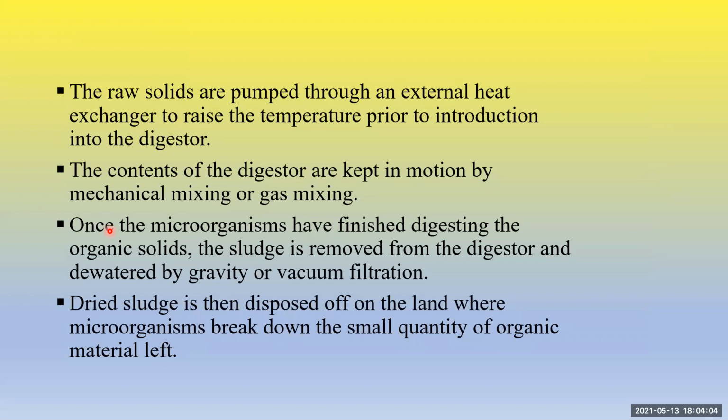The raw solids are pumped through an external heat exchanger to raise the temperature prior to introduction into the digester. Before the raw sludge goes to the anaerobic digester, the raw solids are passed through an external heat exchanger. Rather, you can say it is heated up. So the temperature of the raw sludge is increased by passing through the heat exchanger, and then the sludge is introduced into the digester.